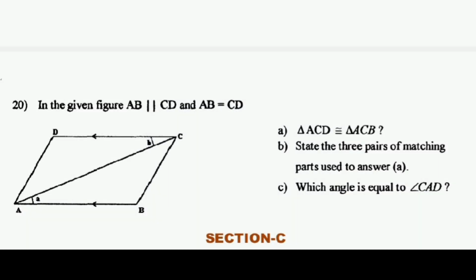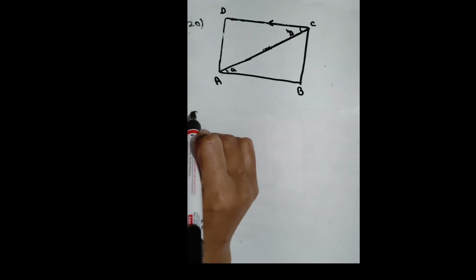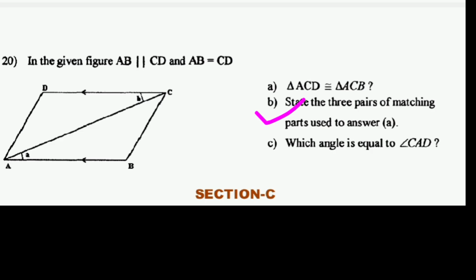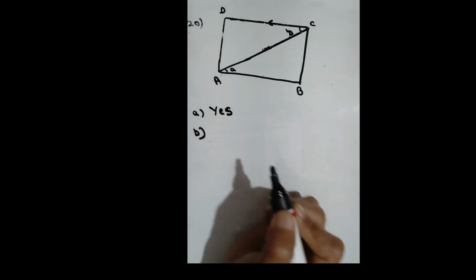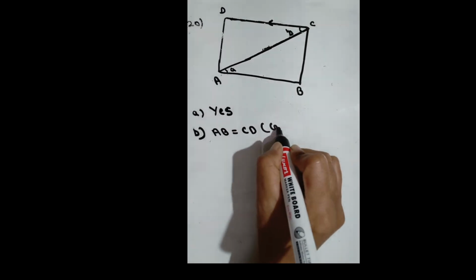For question number 20, the figure is something like this, and question A is: is triangle ACD congruent to triangle ACB? So the answer is yes, triangle ACB is congruent to triangle ACD. Question number 2 is: write the 3 pairs of matching parts used to answer A. For that, the first fact we will use here is AB equals CD because it is already given in the question.